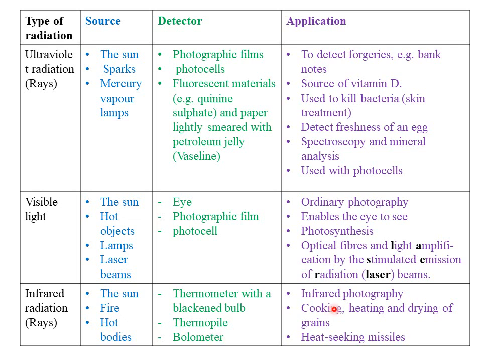Applications of infrared radiation in real life: one is infrared photography. Then, because of the heating effect produced by infrared radiation, it can be used in cooking food, in heating, and in drying of grains. Remember, infrared radiations have a heating effect. They can also be used in heat-seeking missiles.